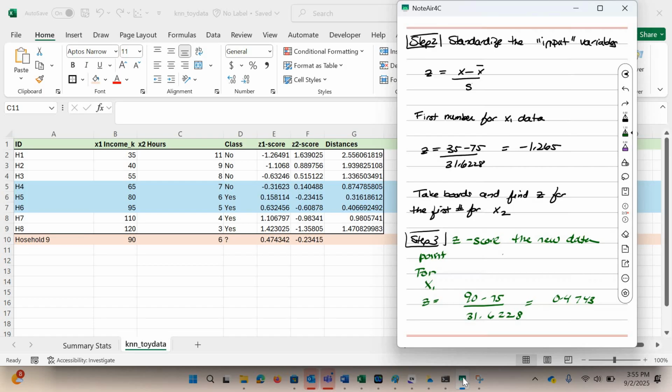But this mean here is the mean from training data, not with the new point in it. And this is the standard deviation from training data. So you put that in the beginning.